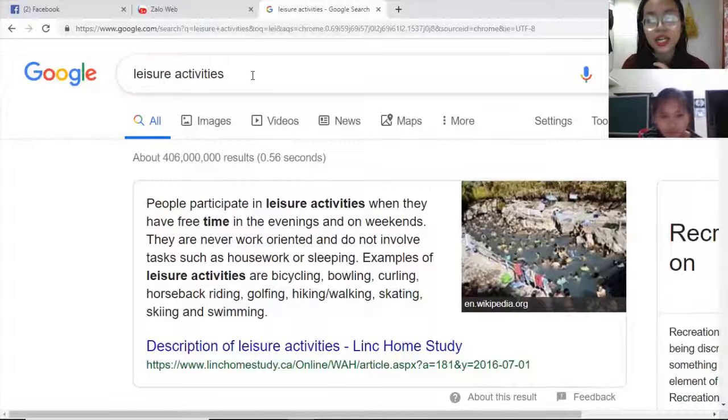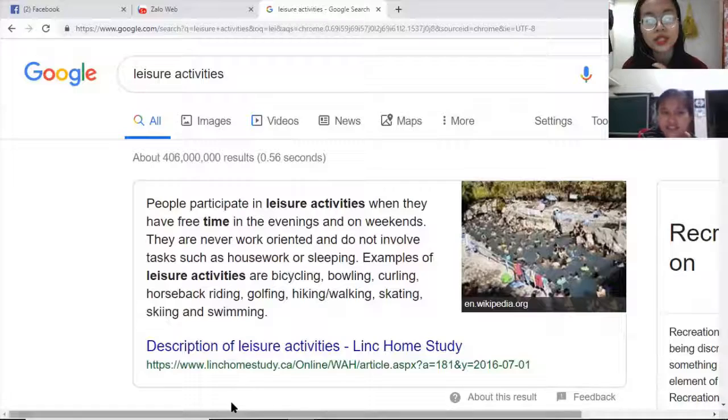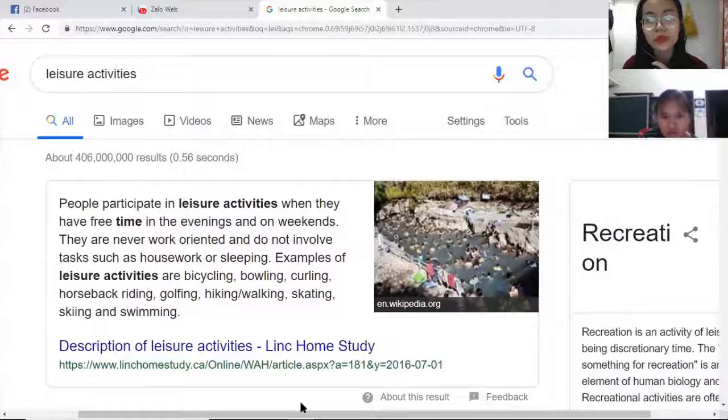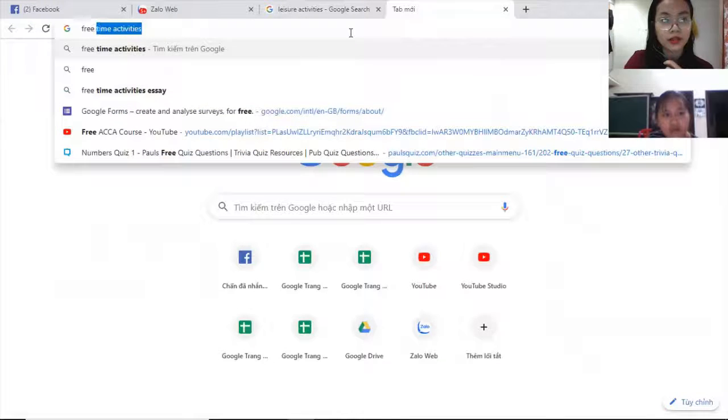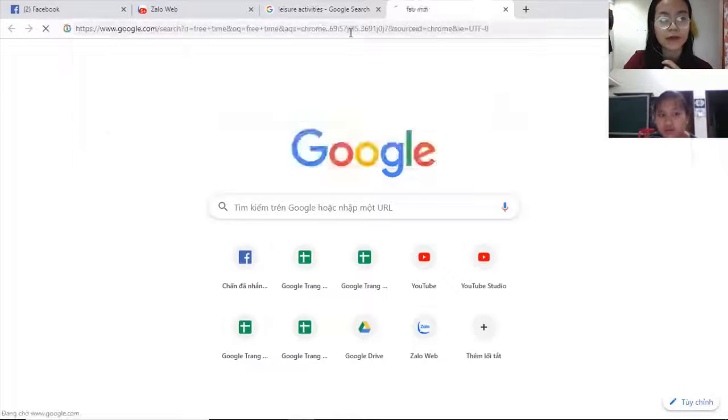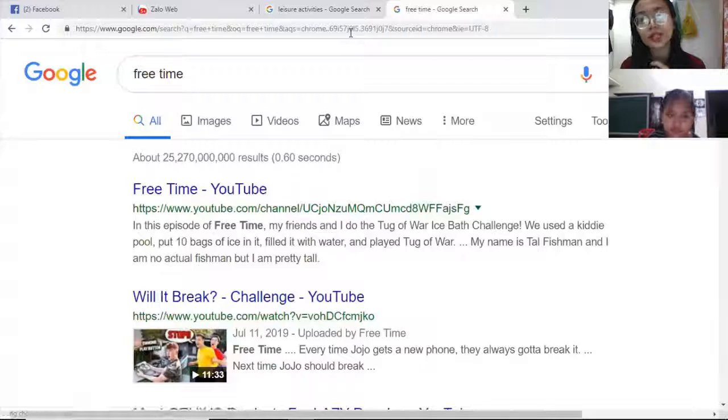So this one: what are leisure activities? Do you have leisure time? What do you do in your leisure time? Okay, so the problem here is you don't know what leisure time is, right? I think this is a term you already know. It is free time. If I call it free time, do you know this? Yes. Okay, free time.